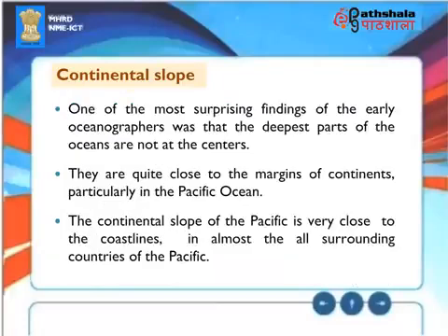One of the most surprising findings of the early oceanographers was that the deepest parts of the oceans are not at the centers. They are quite close to the margins of continents, particularly in the Pacific Ocean. The continental slope of the Pacific is very close to the coastlines in almost all the surrounding countries of the Pacific.